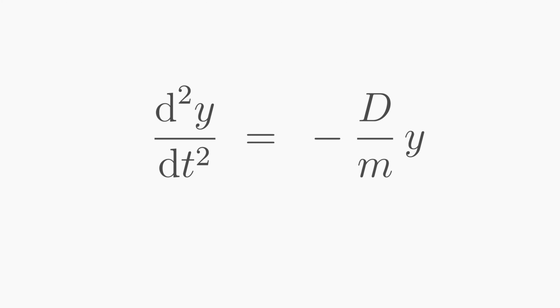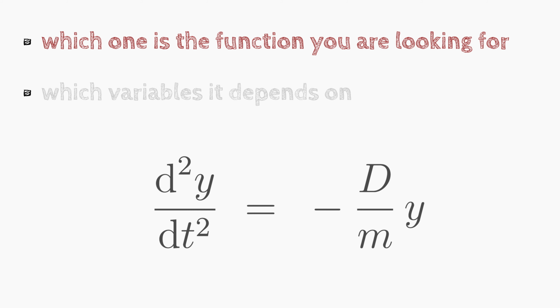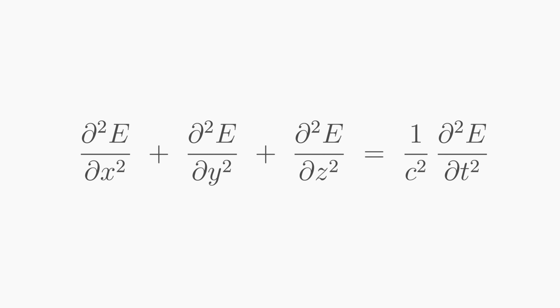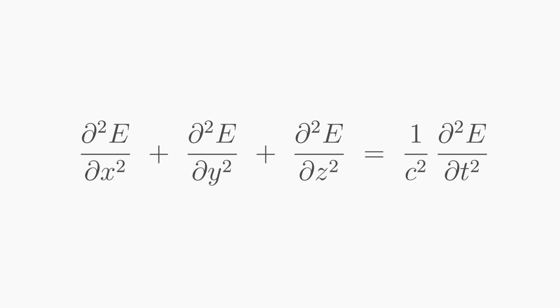Once you encounter a differential equation, the first thing you need to figure out is which one is the function you are looking for and which variables it depends on. In our differential equation of the oscillating mass, the function we are looking for is called y and it depends on the variable t. As another example, look at the wave equation that describes the electric field of an electromagnetic wave propagating at the speed of light c. What is the function you are looking for in this differential equation? It is the function E because its derivatives occur here.